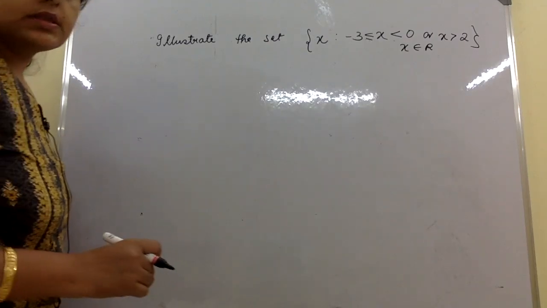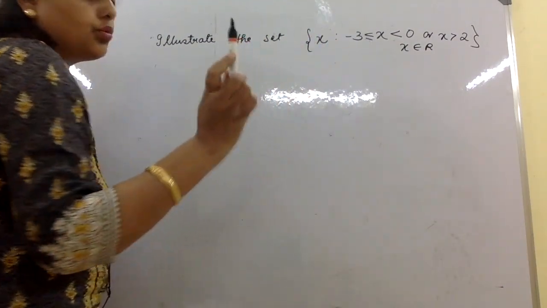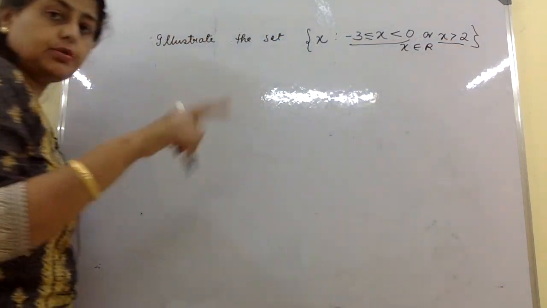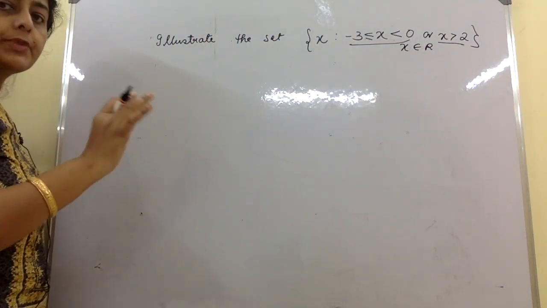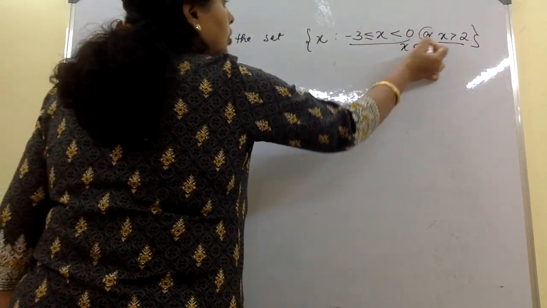Now here is a sum. X is such that X, now there are two ranges marked here. Here is 1 and here is 1 and X belongs to the real number line. Okay. Now here there is something here which is an OR. Okay.